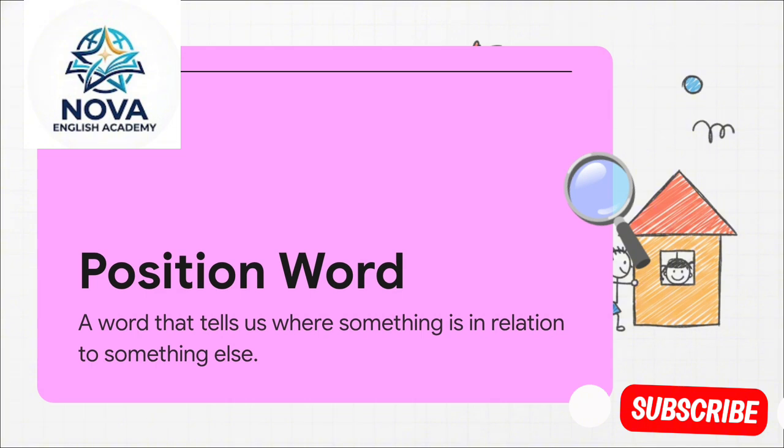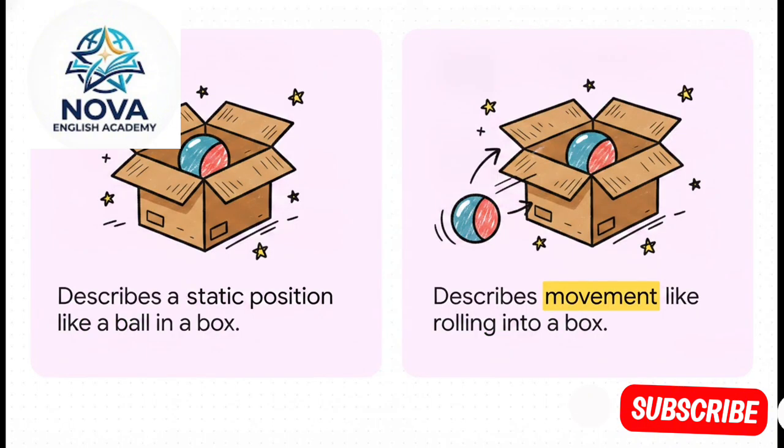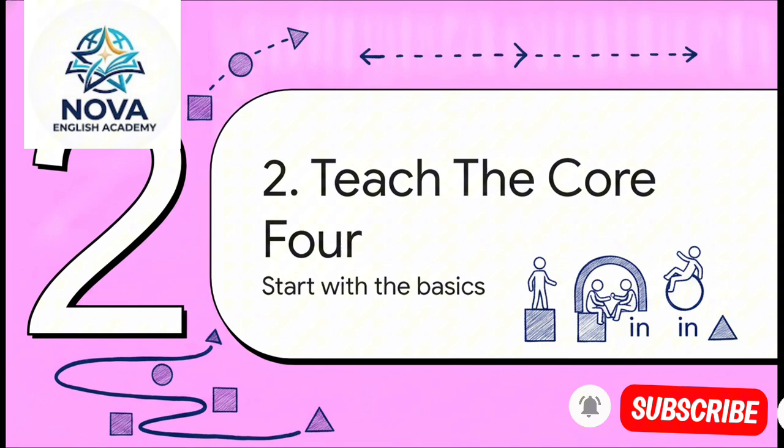A position word literally just tells us where something is in relation to something else. I mean, take the word in out of the cat is in the box, and the whole sentence just falls apart, right? Now, what's really interesting about this is a crucial distinction highlighted by PlanetSpark. Prepositions of place describe a static position, like a ball just sitting there in a box. But prepositions of direction describe movement, like a ball actively rolling into a box. As educators, if we keep our focus strictly on those static positions first, we can save beginners a massive amount of confusion. Section 2, Teach the Core 4.